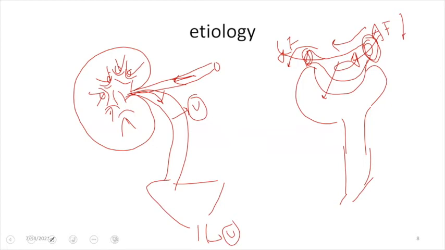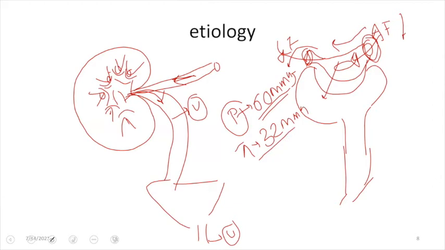Because of this, the hydrostatic pressure will be high in the glomerular capillaries, and it will be approximately 60 mm of Hg. The 60 mm Hg will be the hydrostatic pressure present in the glomerular capillaries. Along with that, in the glomerular capillaries there will be oncotic pressure, and this oncotic pressure is approximately 32 mm of Hg, and it will try to prevent ultrafiltration. This oncotic pressure will try to retain the blood in the capillaries, whereas the hydrostatic pressure will try to force the fluid out of the capillaries into the Bowman space.